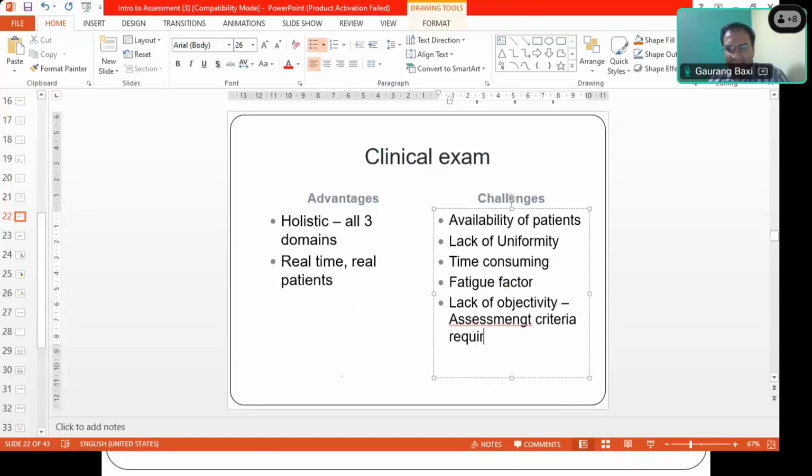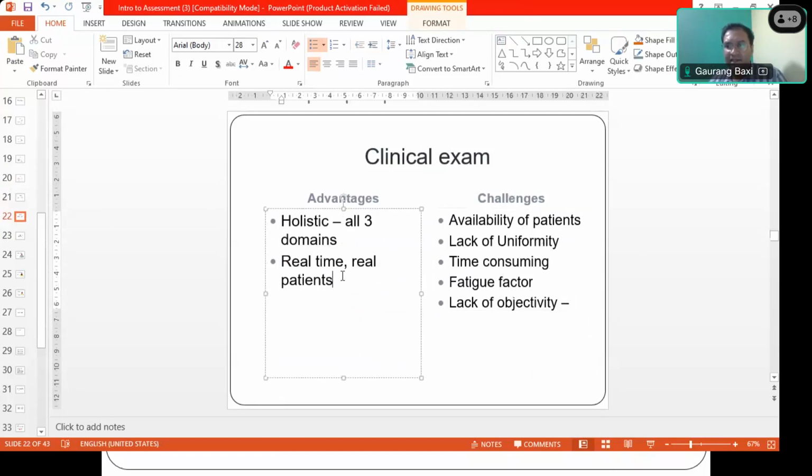But isn't this something which should be there? Rather than calling it a disadvantage, this should be an assumption that any kind of assessment should have a fixed criteria. Yes, sir. So not having the criteria is not a flaw of the tool. Okay, sir. Any kind of assessment, we should be clear about what and how we are going to assess it. Let's not blame the tool for it.